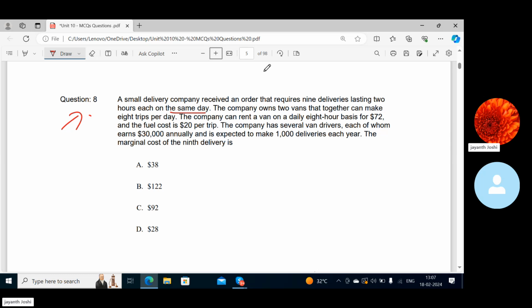We know that marginal cost is nothing but the additional cost of producing one extra unit of output, right? So if the company makes the ninth delivery, what cost is it going to incur? The company can rent a van on a daily 8-hour basis for $72. This is its cost, the van rent. And $20 fuel cost, correct? Yes.